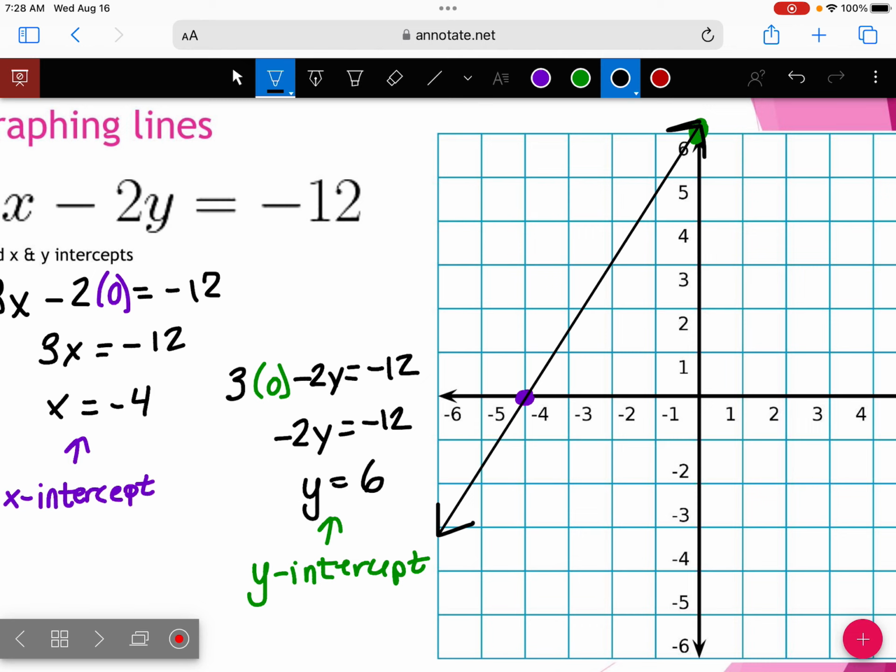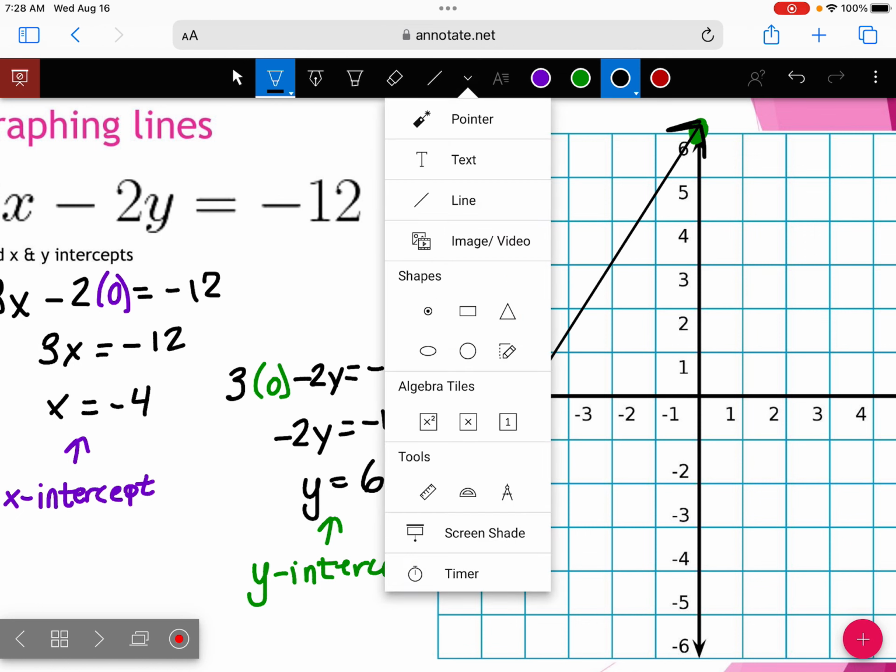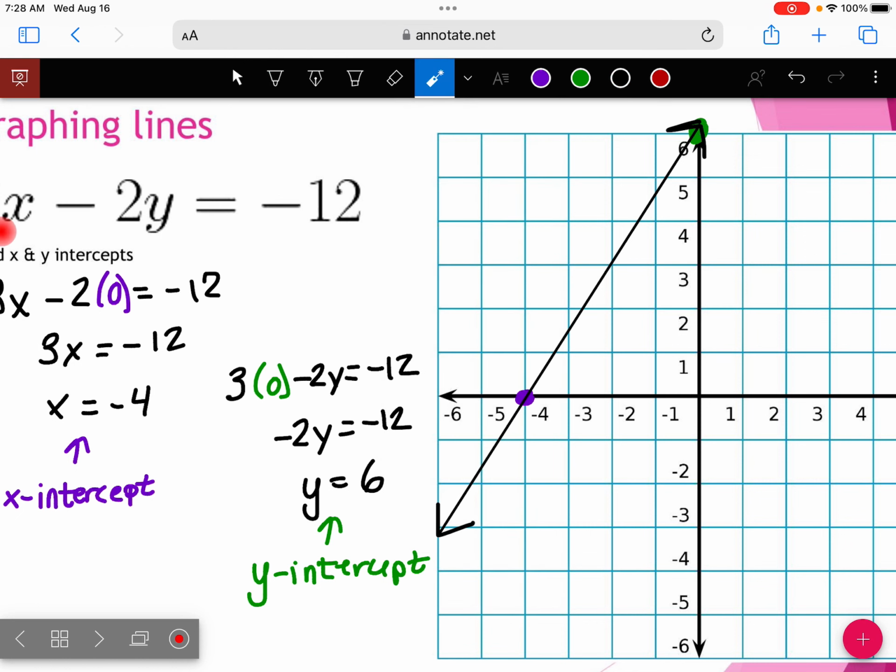So x and y intercepts are faster, and they will get us onto our graph a little easier. So when it's in our standard form, where it looks like this, where my x's and y's are on the same side of the equal sign, sometimes our intercepts are the easier way to go. You can always solve it to get y by itself, get y on one side, everybody else on the other, and graph things in slope-intercept form. Okay, so this is definitely one option, graphing with your x and y intercepts.